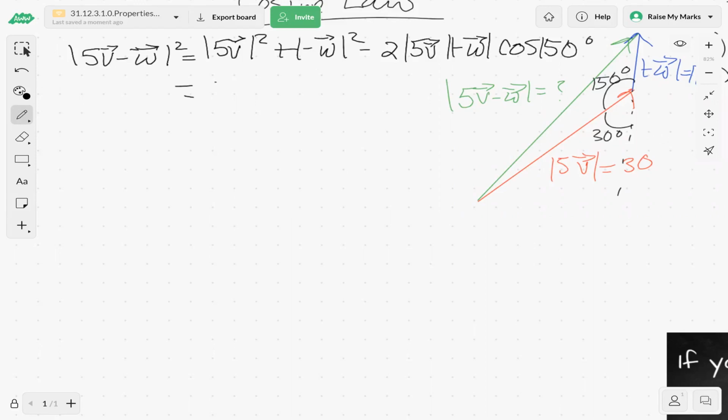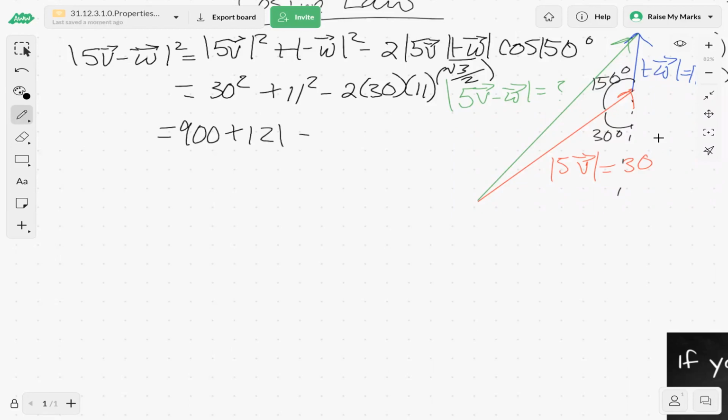So let's start plugging things in. Big numbers this time: 30 squared plus 11 squared minus 2 times 30 times 11 times cosine of 150, which we established was root 3 over 2. And now let's start evaluating. So 30 squared, that's a big number. It's 900 plus 121 minus, let's do this, 2 times 30 times 11. Okay, we can actually cancel out the 2s and we're left with 330 times root 3.